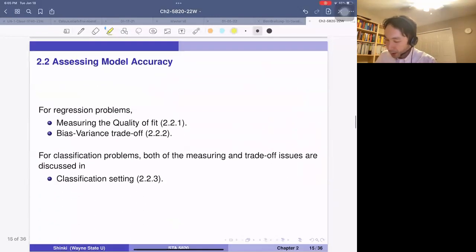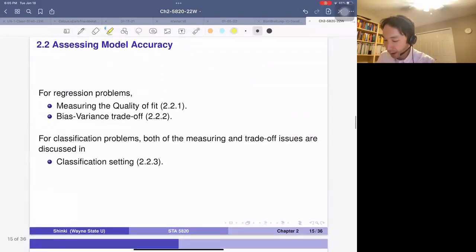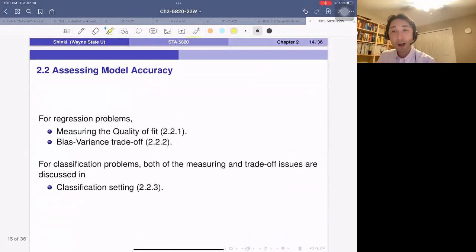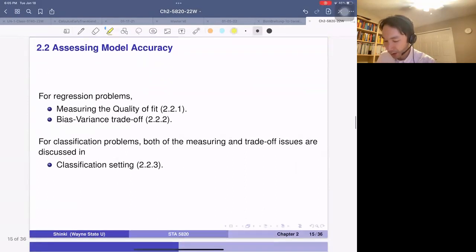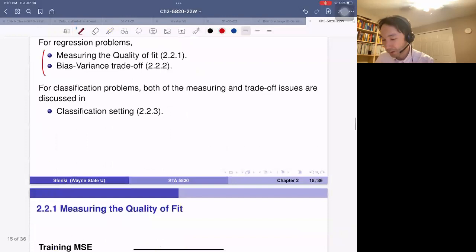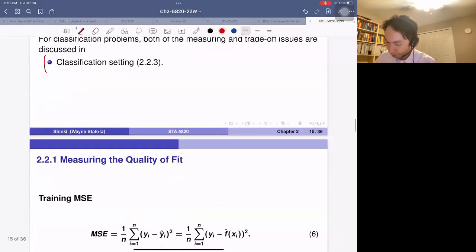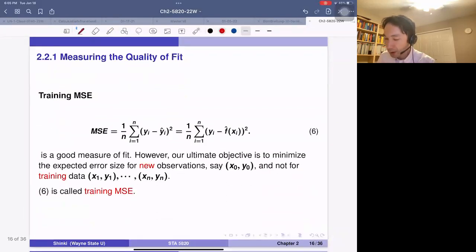Okay, so now we are thinking about assessing model accuracy. What's the way to measure the quality of fit, what's the bias variance trade-off, and what happens if the problem is classification? So basically the first two items are for regression problems, and this is for classification problems. And the most popular measure of fit is training MSE.